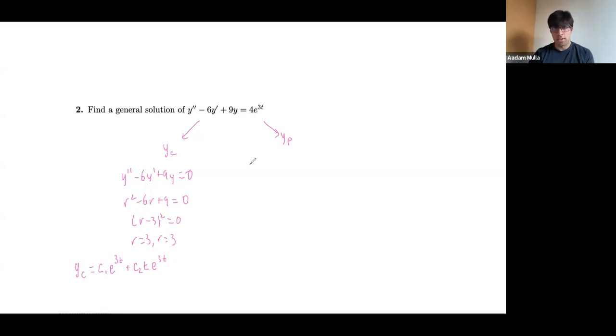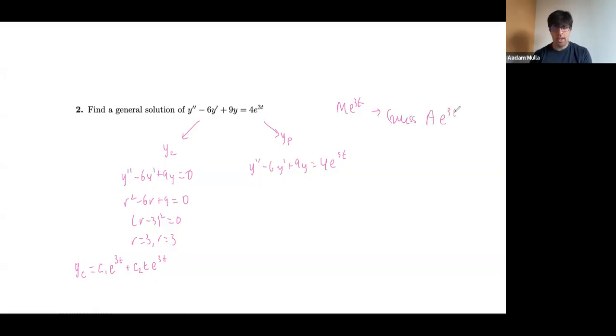So now we're solving for yp. We have y double prime minus 6y prime plus 9y equals 4 e to the 3t. So our f of t is of the form m times e to the 3t. So we're going to guess something times e to the 3t.